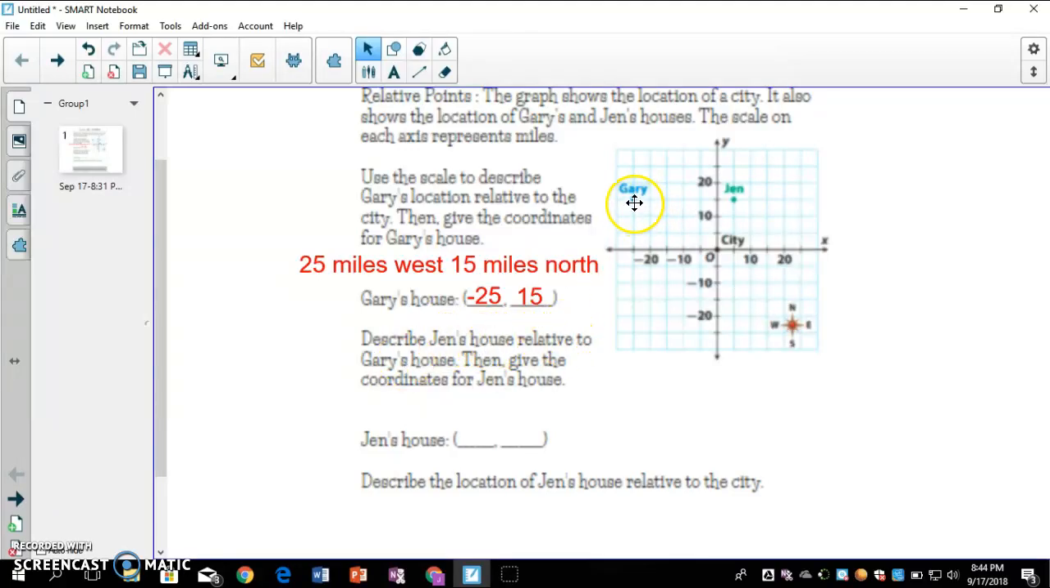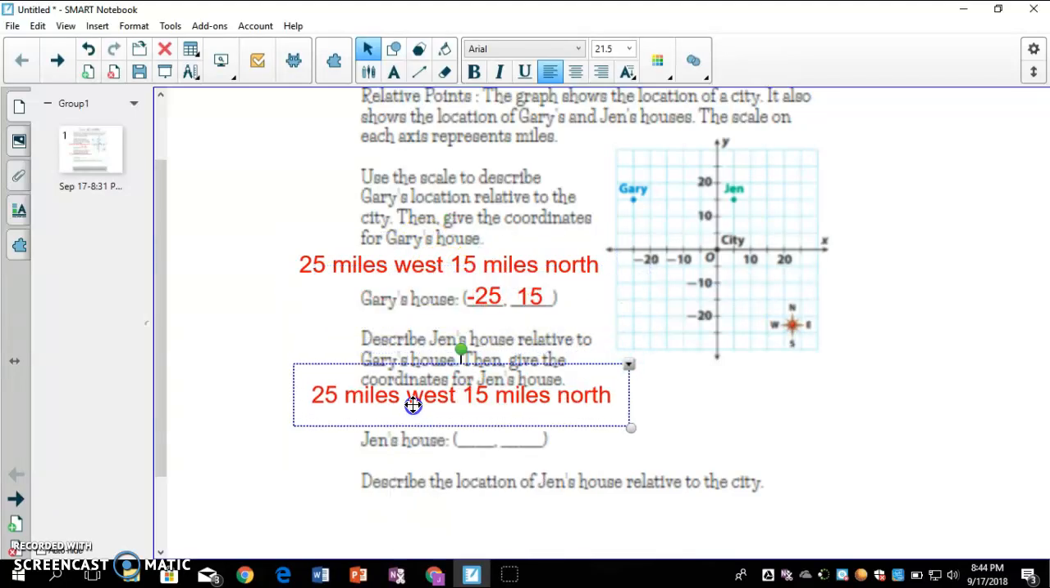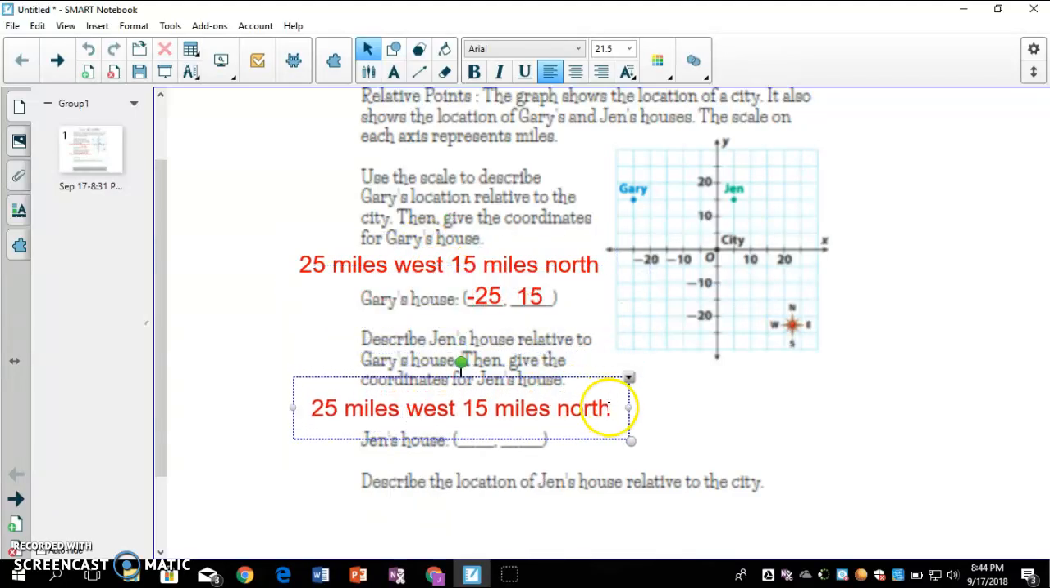If I start at Gary's house and go to Jen's, I'm really just going to the right, or we're going to say east because of the compass here. Again, I'm counting by 5s each time because that's what the scale shows. So I'm going to go 5, 10, 15, 20, 25, 30 miles east. That's how I would get from Gary's house to Jen's house: 30 miles east.